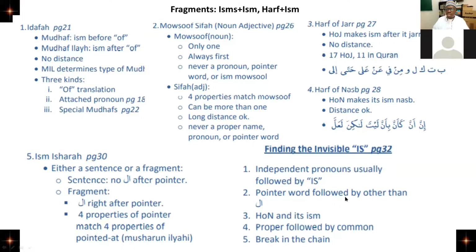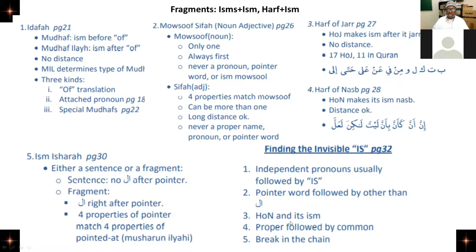Pointer words, okay, also followed by other than al, which means if you see hadha, hadhani, haula'i, dhalika, tilka, ulaika, if you see them with any word in front of them, be it harf or ism, as far as there's no alif and lam, then you have to bring an is, okay? So you say, for instance, dhalika kitabun, that is a book. Dhalika kitabun, because there is no alif and lam in the kitab, so you bring an is there.